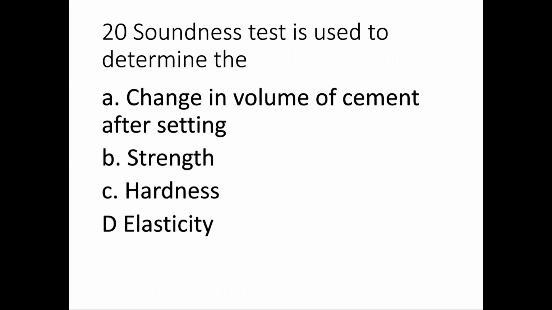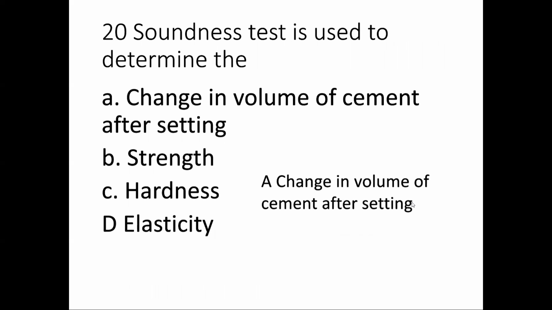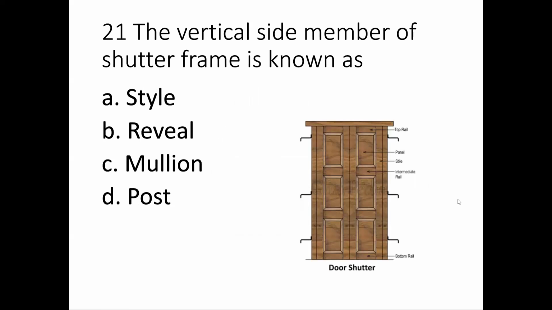Next question. Soundness test is used to determine, options A change in volume of cement after setting, B strength, C hardness, D elasticity. Answer A change in volume of cement after setting. Soundness test can be done by Le Chatelier's apparatus and by using autoclave method. Soundness means the ability to resist volume expansion. So heat is provided and a change in volume is measured in soundness test.